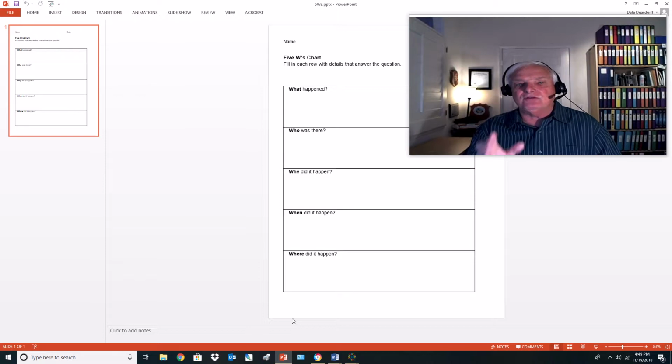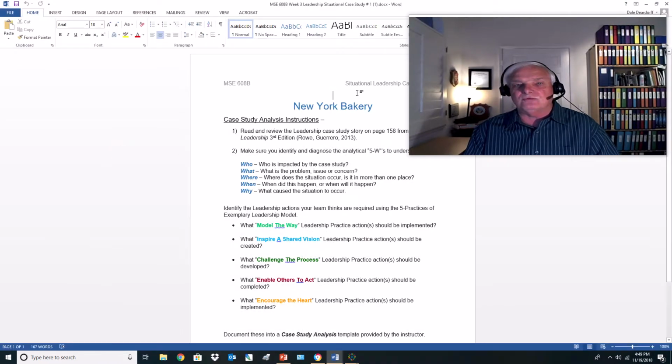I would recommend you print this sheet out, and then as you're going through the case study, write in each one of these boxes so that you've got a good, clear understanding. The reason I say that is because you're going to need the information that you're writing in each one of these boxes later on when it comes to submitting the assignment template.